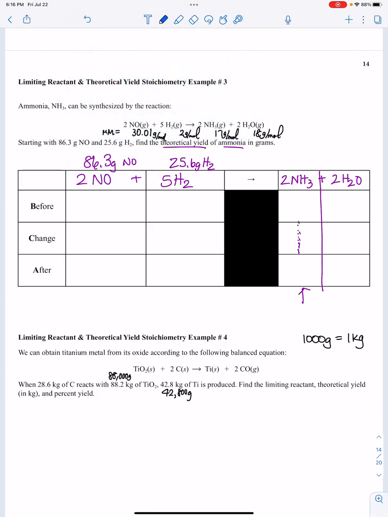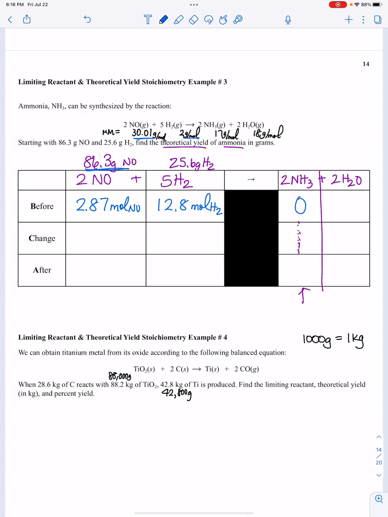All right. Remember, BCA is only moles. So if I have 86.3 grams of NO, I gave you the molar mass as 30.1. So 86.3 divided by 30.1. And I get 2.87 moles of NO. I'll do the same thing for H2. The molar mass of H2 is about 2 grams. So 25.6 divided by 2 grams per mole. I got 12.8 moles of H2. I don't know if it's obvious which of these might be my limiting or excess, but we'll see.